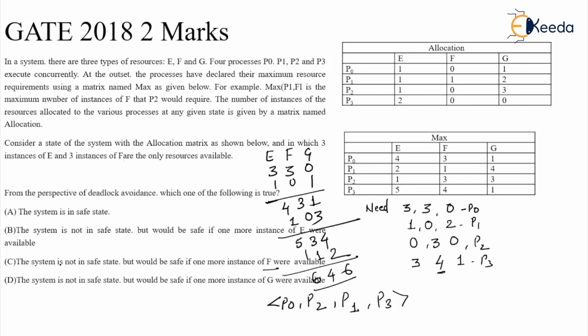Okay, what I got here is that the system is in the safe state with the safe sequence P0, P2, P1 and P3. So it is a very simple question. 3 3 0 is there, and immediately I can satisfy the request of P0. So the answer here in this case is A. That's all for this discussion. Thank you.